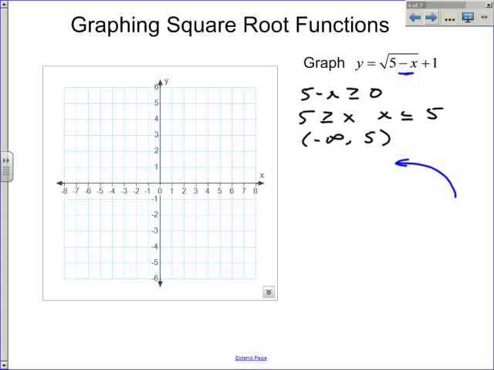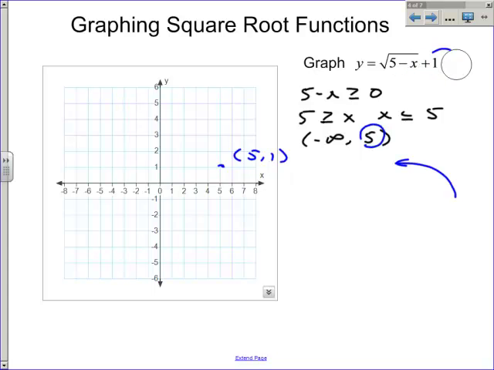Well, 5 minus x equals 0 tells me the x value of the origin of my graph is at 5. I find the y value of the origin of my graph out here. This graph is going to actually start at the point 5, 1, heading off to the left, or towards negative infinity.